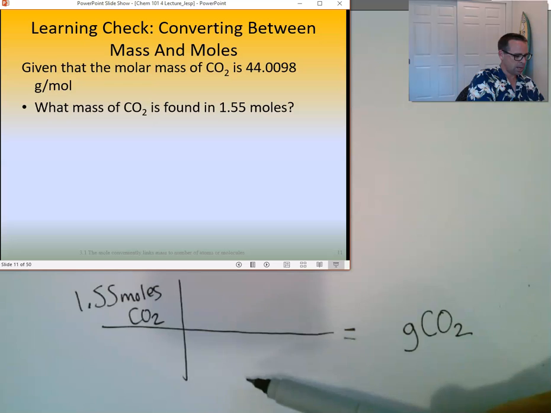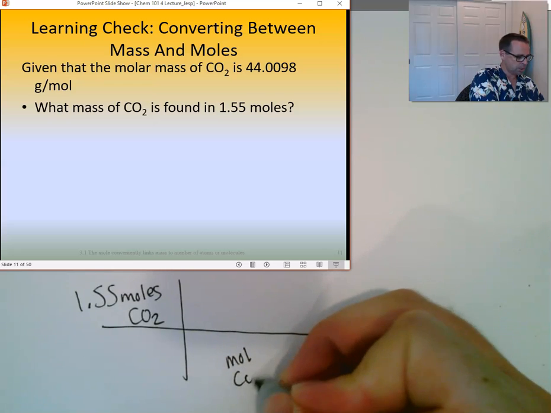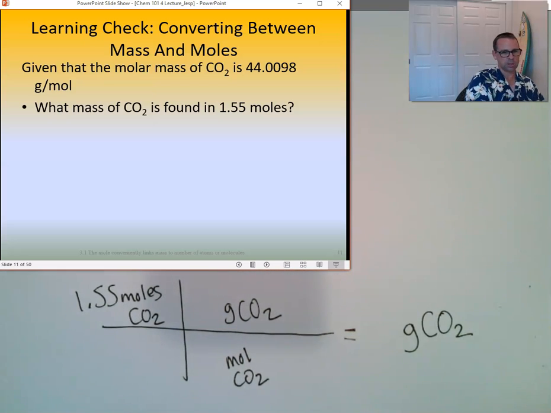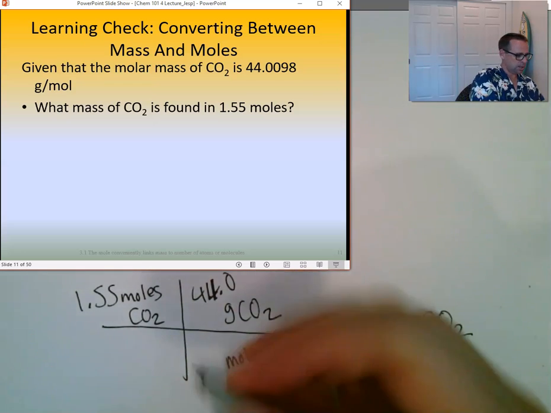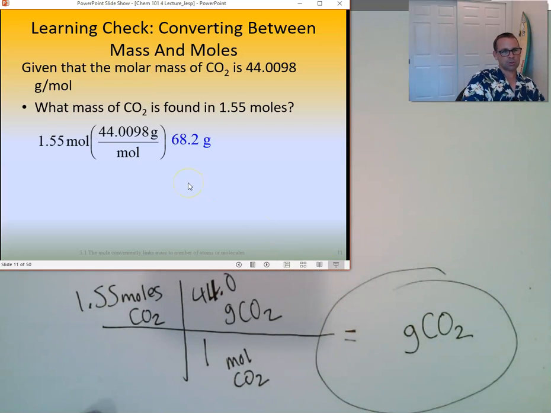Excellent. And now, do I have a conversion factor that tells me moles? Because moles goes down here, right? Moles of carbon dioxide. And then what goes up here? Grams of carbon dioxide. Do I know how many grams there are in a mole of carbon dioxide? 44.0098. Good job. We'll just say 44.0 for now. That's how many grams there are for 1 mole. So if we take the 1.55 times the 44, it'll tell us how many grams of carbon dioxide are in that many moles. So it's 68.2 grams. Good job.